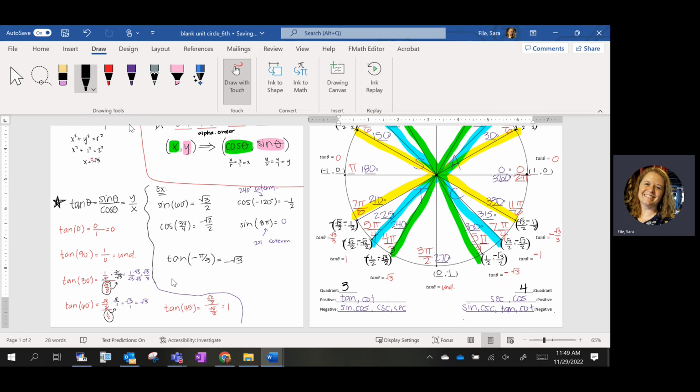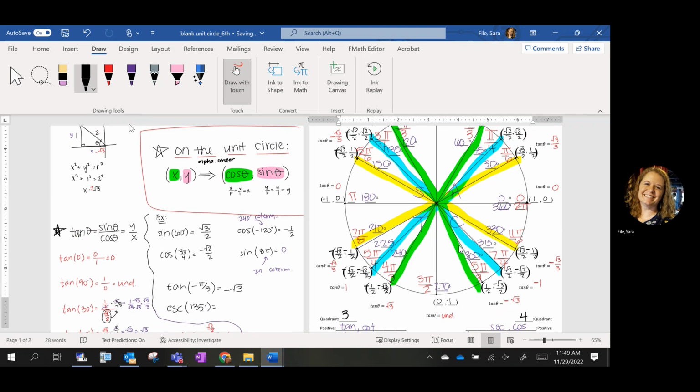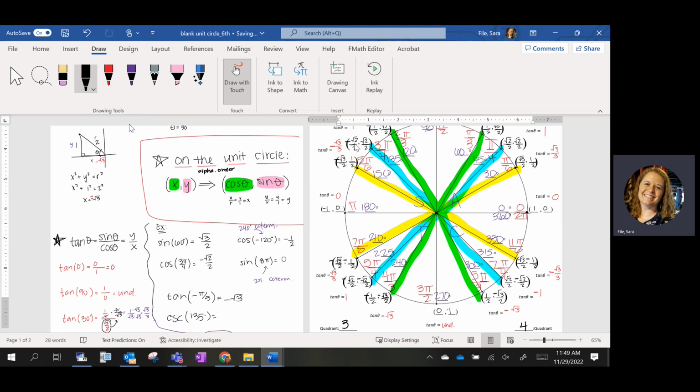All right. Now a reciprocal. If you wanted to do a reciprocal, you could do that. So if I want cosecant at 135 degrees, I would have to go to 135 degrees, which is in quadrant 2. Okay, and I can see cosine, sine, and tangent, but I don't see cosecant. I have to remember that cosecant is the reciprocal of sine. So sine is root 2 over 2. The reciprocal of that would just be root 2.